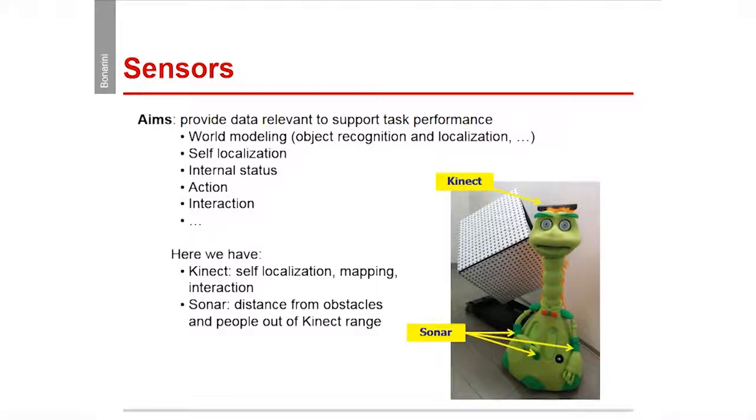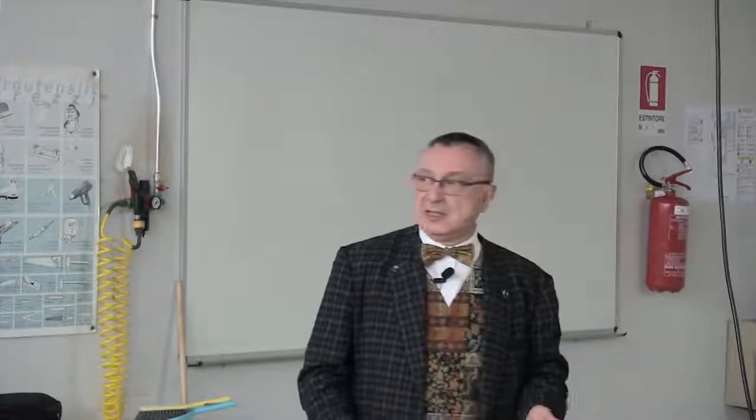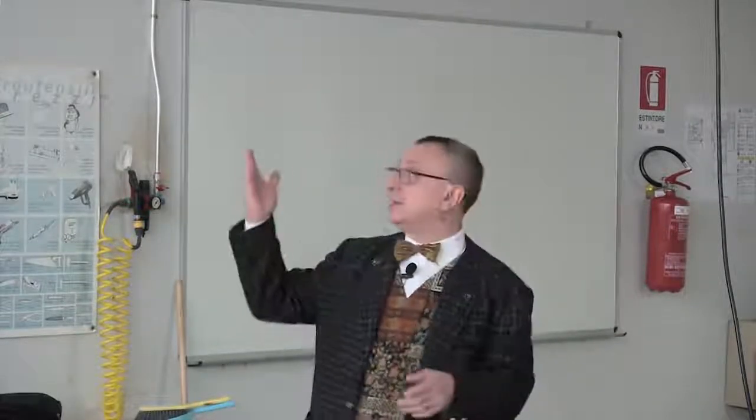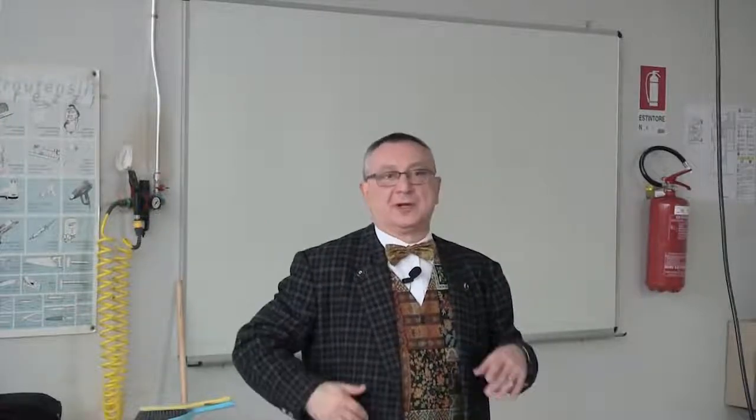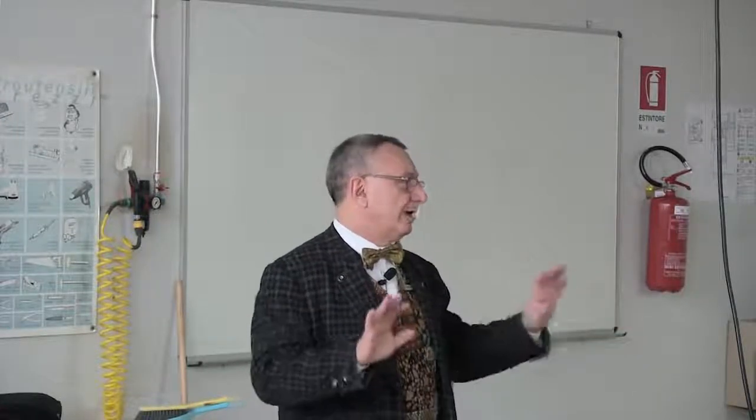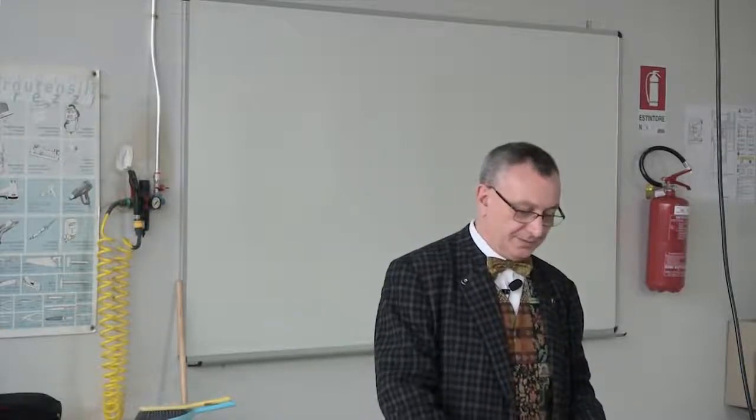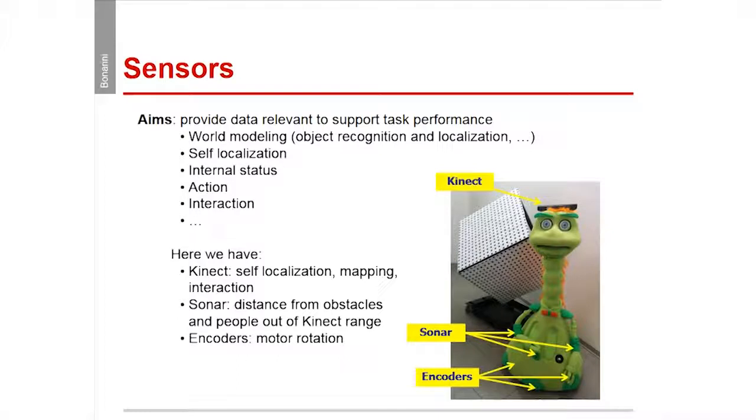Then we have sonars. Sonars are used to measure the distance from given directions. So these are tools used to get the distance from something that we don't know exactly. They are used for safety reasons. If the Kinect fails, at least we are sure we are not hitting a wall or a person. We keep a distance from things. And then we have encoders for the motor rotation, so you know how much you are moving and how you are moving. And we have some information about the battery. And these are the sensors available on board.